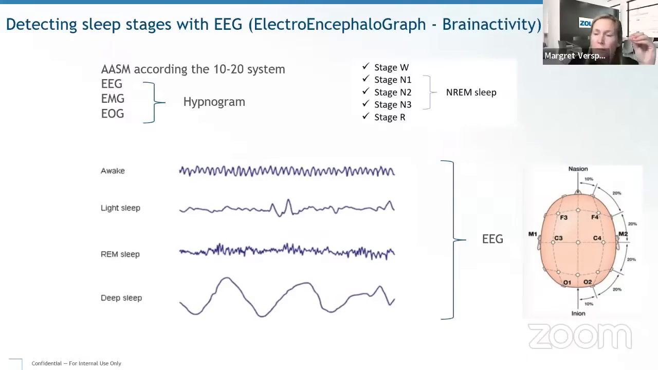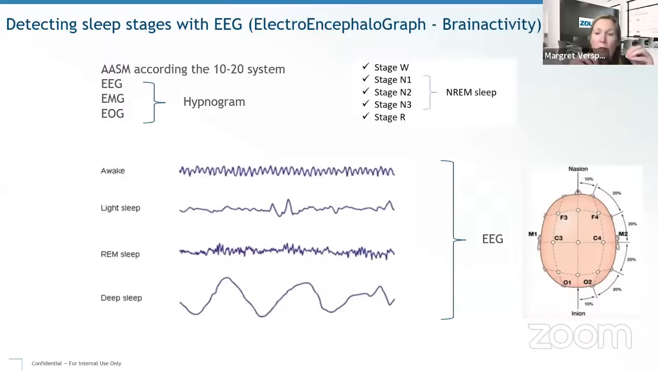So in patients, although every patient has different brain activity and a different sleep pattern, some patients have a lot of very high amplitude delta waves, others have a lot of eye movements during REM sleep, others have less.